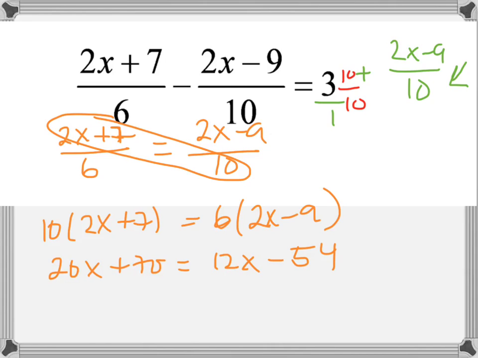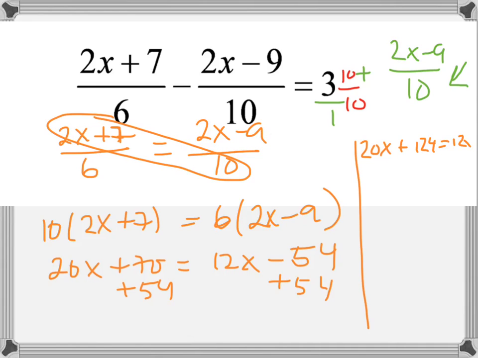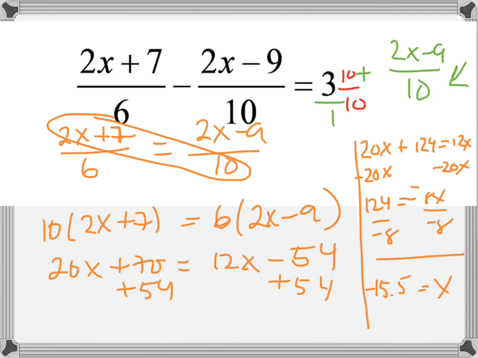So let's go ahead and add 54 to both sides. Okay, I'd have 20x plus 124 is equal to 12x. Let's subtract 20x from both sides. 124 is equal to negative 8x. Let's divide by negative 8. And x is equal to, so 124 divided by negative 8 is negative 15.5. Okay, and I could always check that using my calculator.